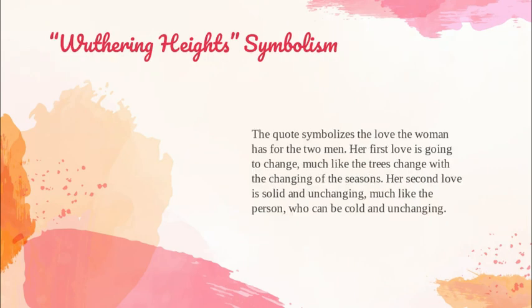The quote symbolizes the love the woman has for the two men and how different it is. Her first love is going to change, much like the trees change with the changing of the seasons. So when you think of summer to winter, or summer to fall to winter, and the foliage and how much it changes, that is what her love is like for the first man, Linton. Her second love is solid like a rock and unchanging, and much like a rock, it can be cold. So the person, Heathcliff, that she's talking about can be cold and unchanging, but that love is necessary.